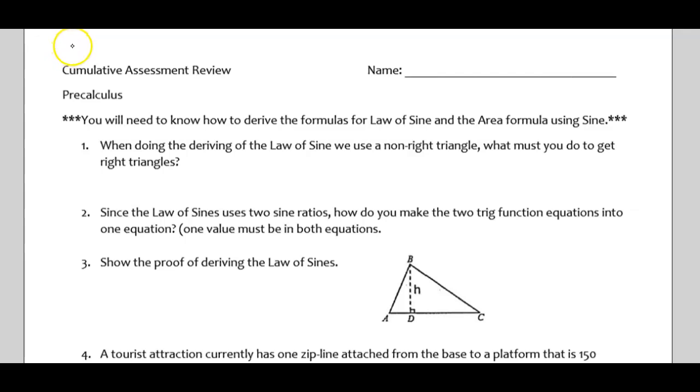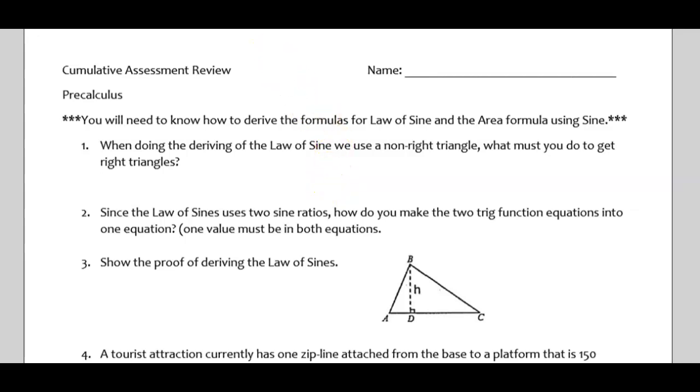Right here, guys, we're going to take a look at your cumulative assessment review. Make sure you take good notes. And honestly, I just want to see you do your best, the very best, okay?